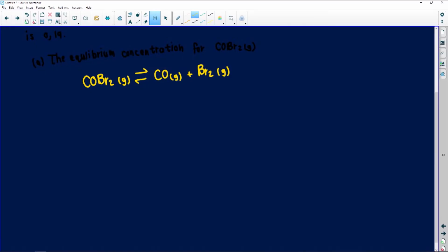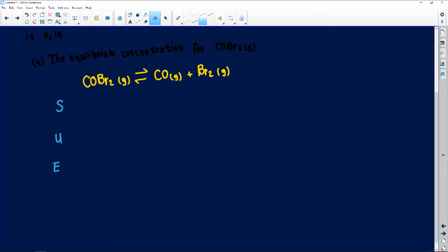I just use start, used, and equilibrium. So with this one, this is how I would do it. I usually say start, that's what we started with. This is what we've used. And what do we have at equilibrium?